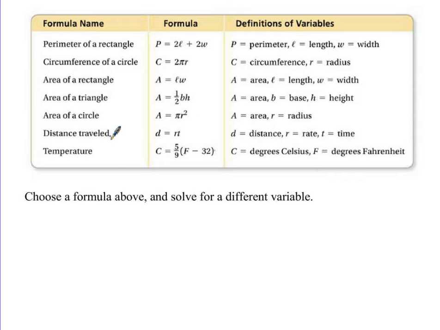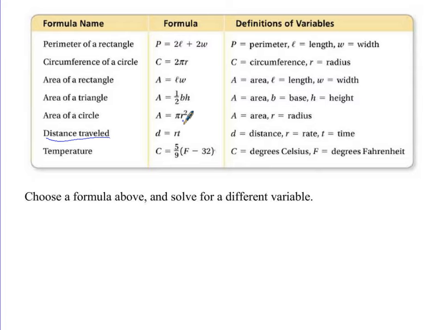Distance traveled. This one is a big one. You use that a lot in science classes. Probably Mr. Bowe's class, you use that a lot. D equals RT. We use this one a lot, and we can solve for any one of these variables. So if you want to know how fast you were going, that would be your rate. You could solve for R. If you want to know how long it took, you could solve for T. So you actually have 3 equations sitting right here from just this one equation.